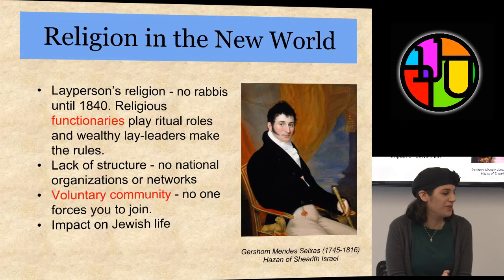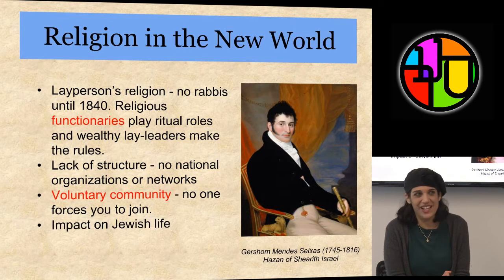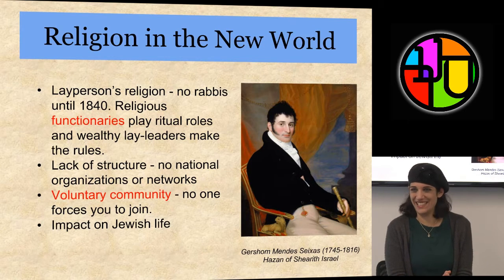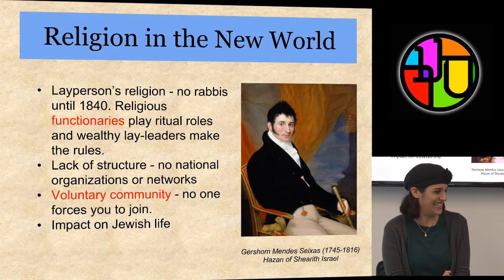This picture here, and we're going to talk a little bit more about him later, you may have heard of him, is Gershom Mendes Seixas, who was the Chazan of Shearith Israel for a long time. And look at him. He's just such a fancy, gorgeous, very good-looking man.